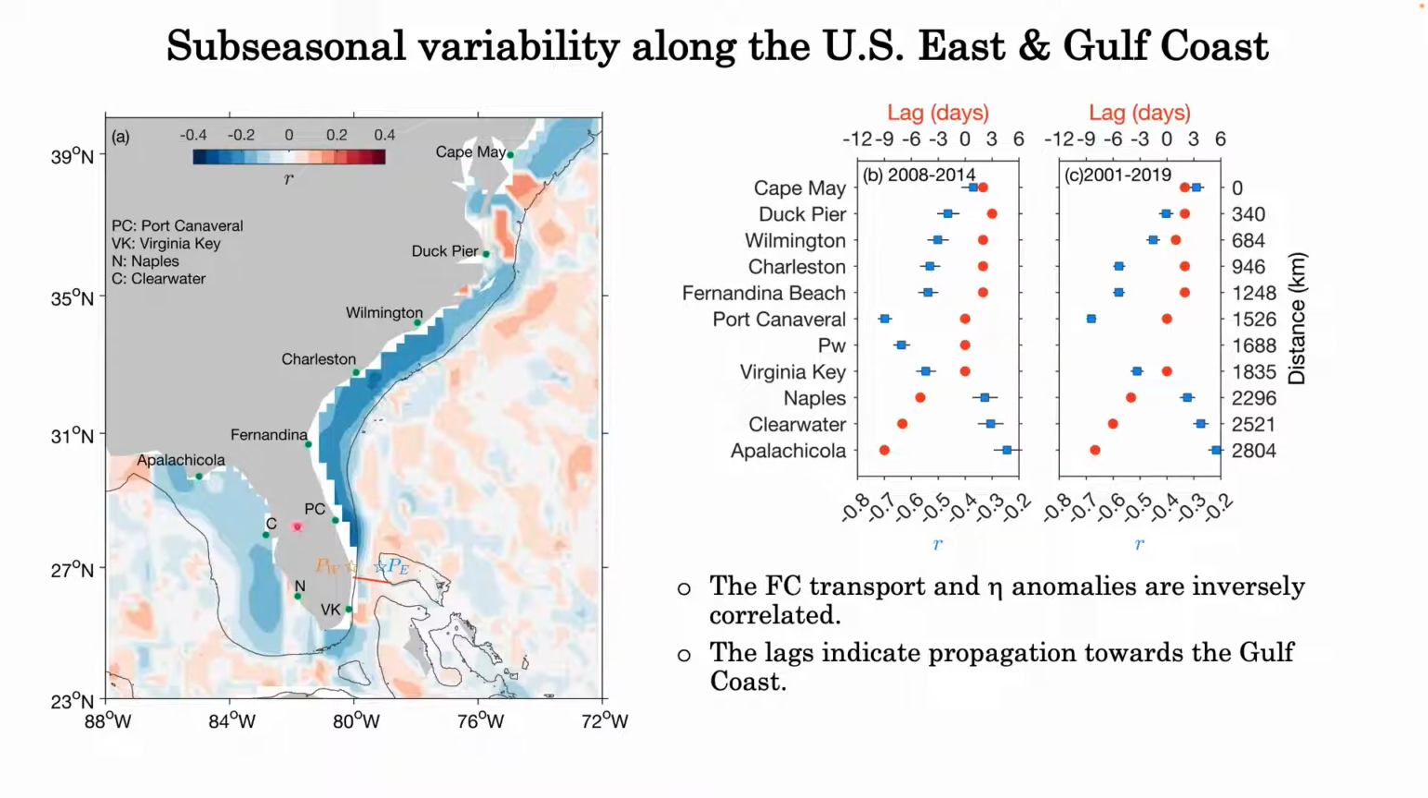And what these red dots indicate is the time lag. The lags basically indicate there's wave-like propagation from the US East Coast towards the Gulf. For example, the lag at Duck Pier is positive 3 days, so that would mean that the FC transport lags the sea level anomaly at Duck Pier by about 3 days, but the transport leads that sea level anomaly at Clearwater by about 6 days. So there's sort of wave-like propagation into the Gulf.